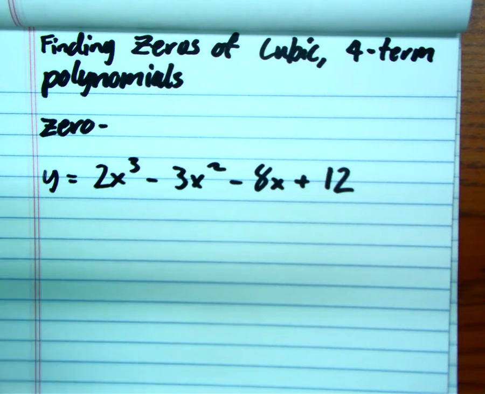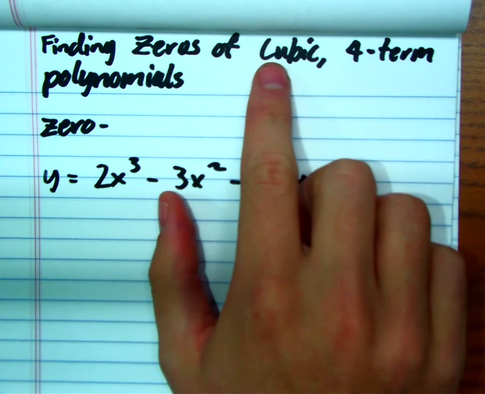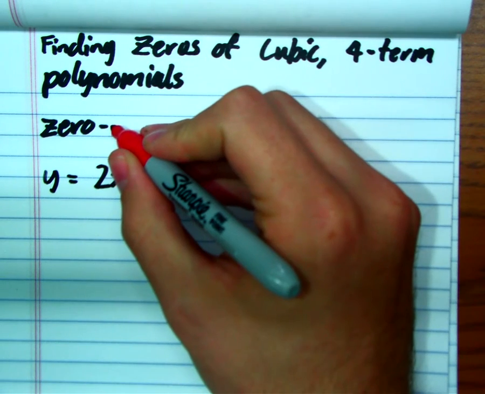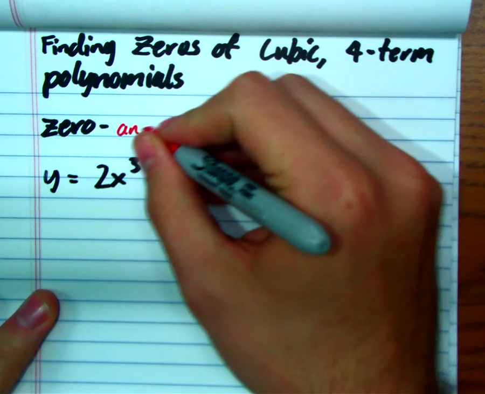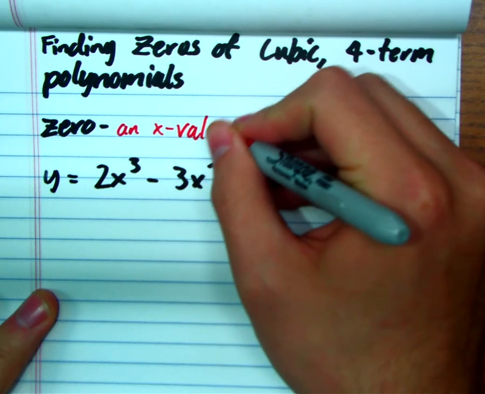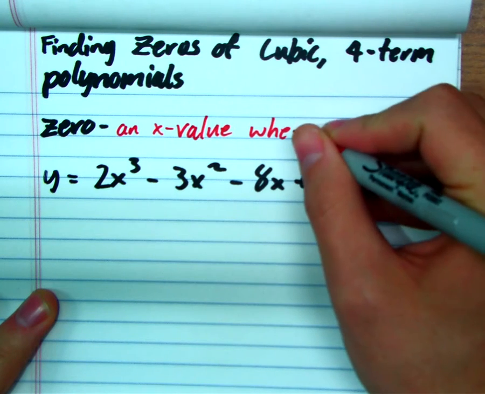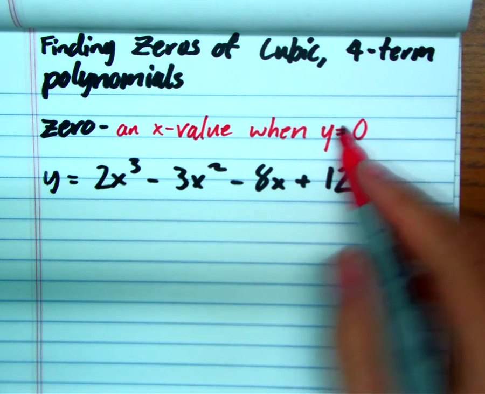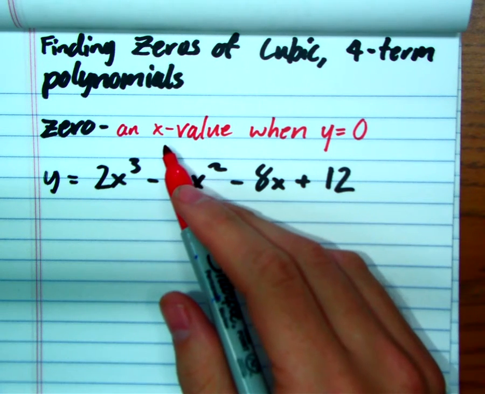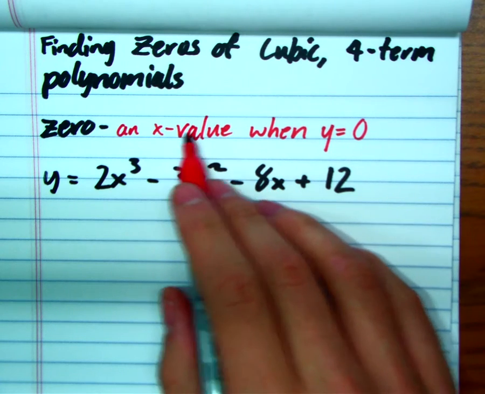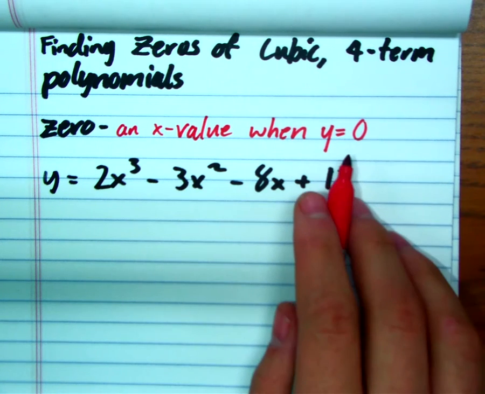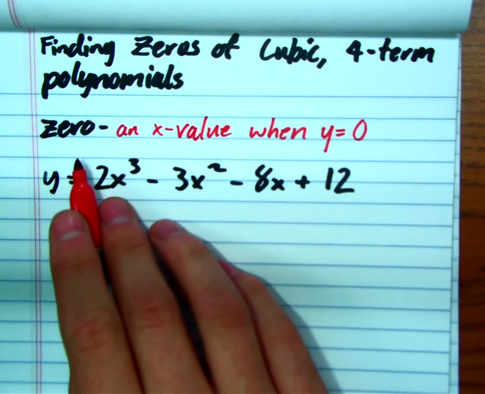All right, class. So, finding zeros of cubic four-term polynomials. First things first, let's remind ourselves what a zero is. A zero is an x value when y is equal to 0. So when you make y equal 0, x can only be so many things. Sometimes it can only be one thing. Sometimes there's no x's that make y equal 0 at all. But whatever x values do work, they do make y equal 0, those x values are called zeros.